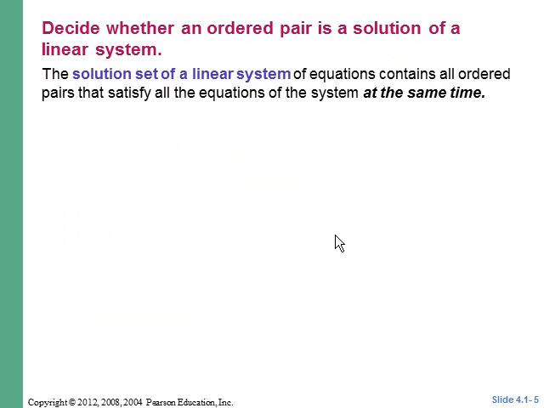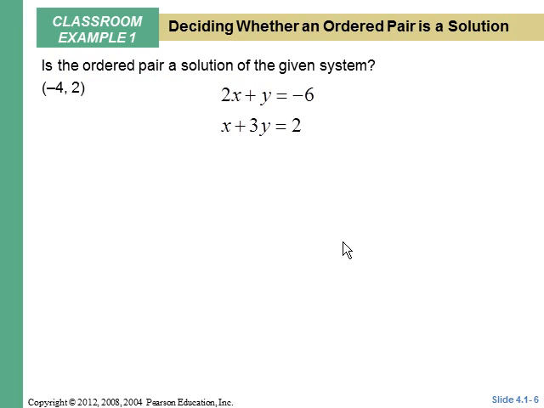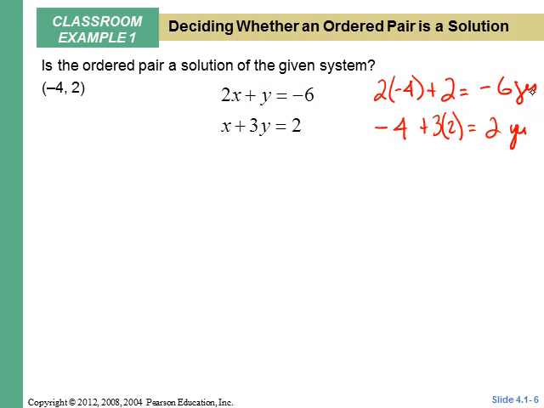Okay, so how do you decide whether something is a solution? A solution solves both equations at the same time. So let's check to see, if I substitute 4 in for x, 2 times negative 4, plus 2, do I get negative 6? Well, negative 8 plus 2 is negative 6, yes. How about for the second one? Negative 4 plus 3 times 2 is 6. Negative 4 plus 6 is 2. If both answers are yes, then this is a solution.